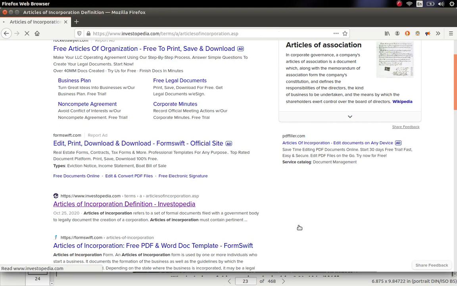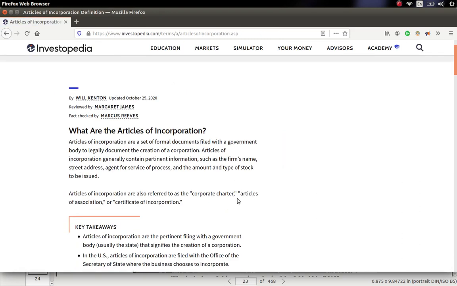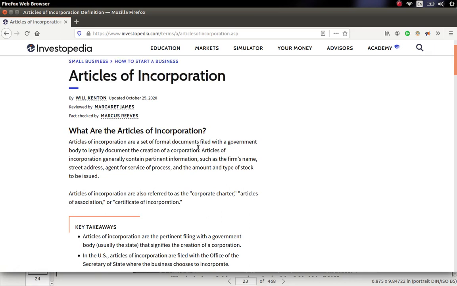Okay, Investopedia. Let's look at what Investopedia says about it. Articles of incorporation are a set of formal documents filed with a government body to legally document the creation of a corporation. Articles of incorporation generally contain pertinent information such as the firm's name, the street address, the agent for service of process, and the amount and type of stock to be issued.